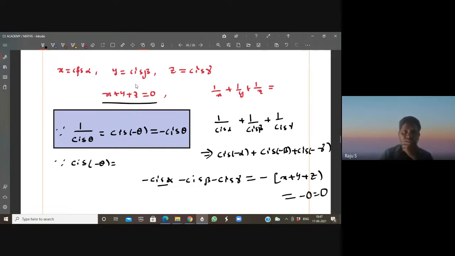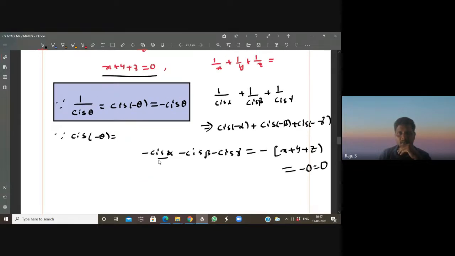0. Once again, they have given the x, y, z values and the condition x plus y plus z is equal to 0. And 1 by x, 1 by y, 1 by z, we need to find: 1 by cis alpha, 1 by cis beta, 1 by cis gamma. Cis of minus alpha, cis of minus beta, cis of minus gamma. Okay, students. So here minus cis alpha, because 1 by cis alpha can be written as minus cis alpha. You can simply remember that property directly. 1 by cis theta can be written as minus cis theta. Minus cis alpha, cis beta, cis gamma. So take minus common, and this is x, this is y, this is z. So finally the answer is 0.